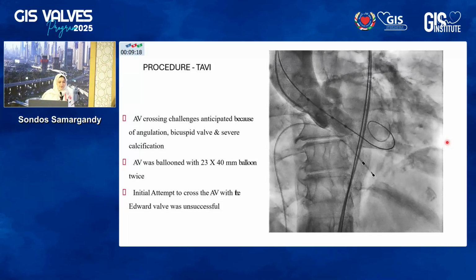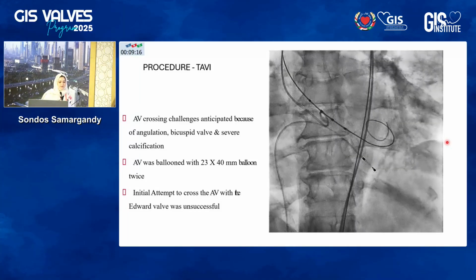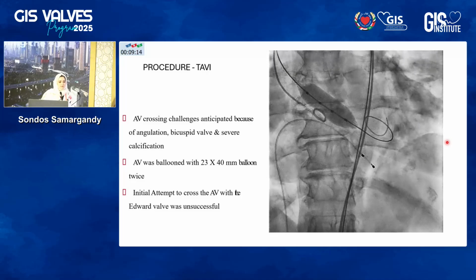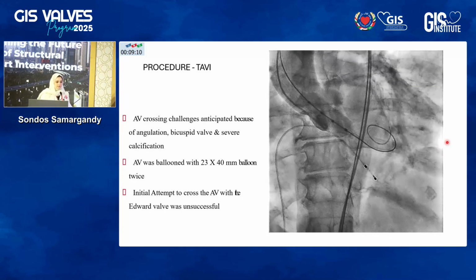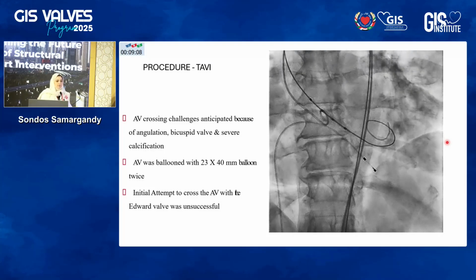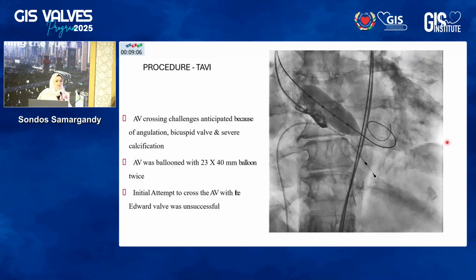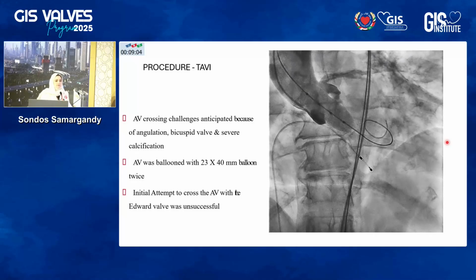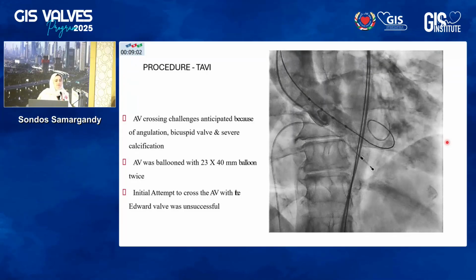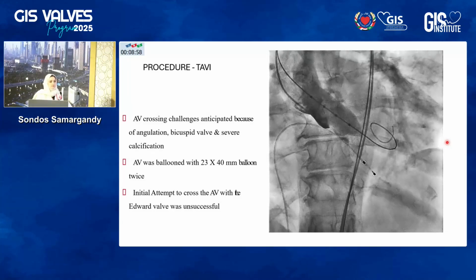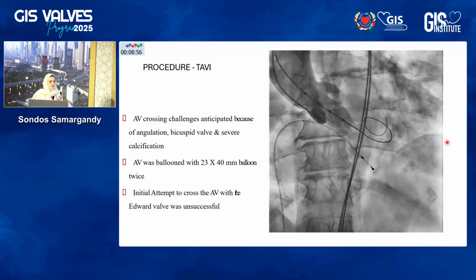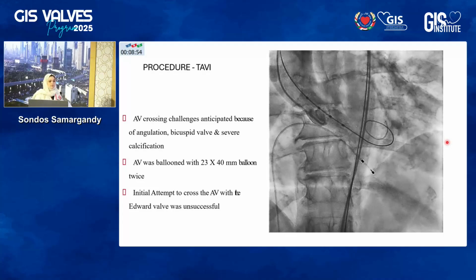Thank you, Sondos, for the nice presentation and the team. I think pre-dilatation is a prerequisite for any TAVI in any bicuspid aortic valve. And the success in bicuspid aortic valve came from pre-dilatation, by the way. If you don't pre-dilate, you are destined to fail in many cases. So pre-dilatation is really very important in these patients.